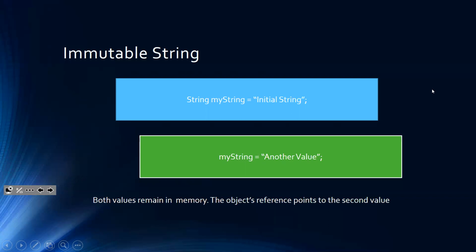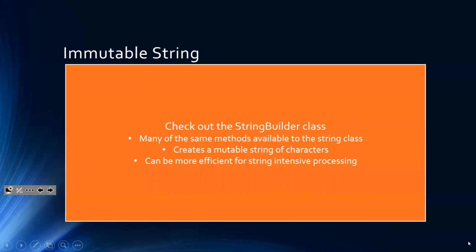But what if this string was something that occurred a million times in my program? Now I have this string sitting out here in memory a million times as I've changed it because it is immutable. It's not updating the original point in memory, the original location. It's creating a new location in memory and pointing to that. So that means that I have to be careful with strings. So you want to check out the string builder class, and especially for that assignment you have, you want to check out that string builder class.